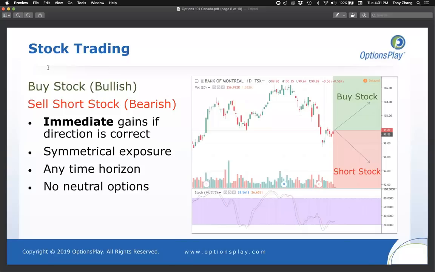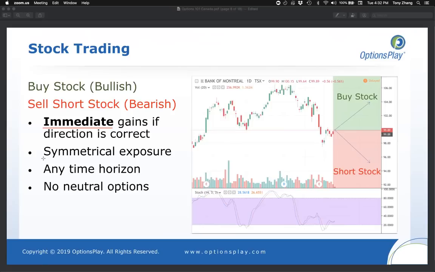You'd buy the stock. If you're bearish on it, you short sell the stock. Those are your two options. And what's easy to understand about stock trading is that you have immediate gains if the direction that you call is correct. Meaning, if you buy the stock and the stock goes up by a penny, you start making money. If the stock goes down by a penny, you start losing money. And vice versa, if you're short, just the exact opposite.